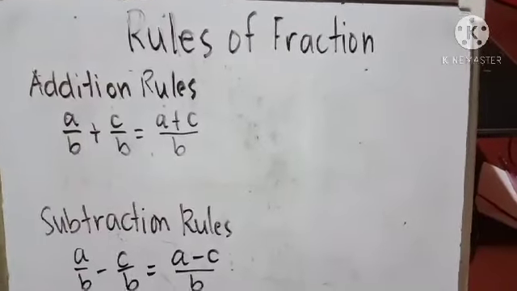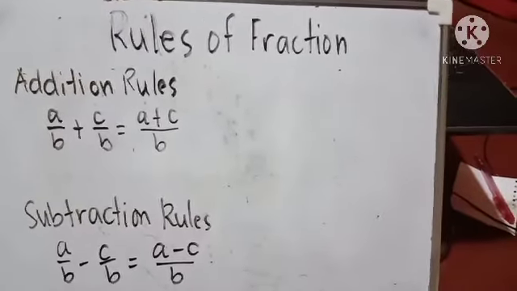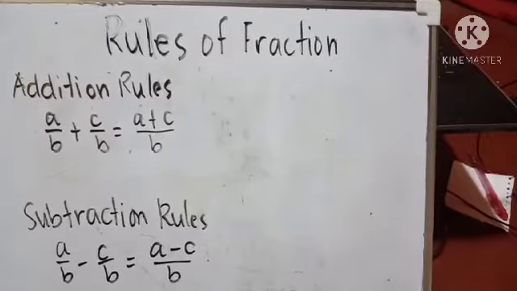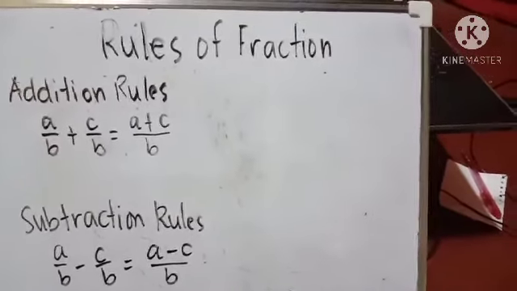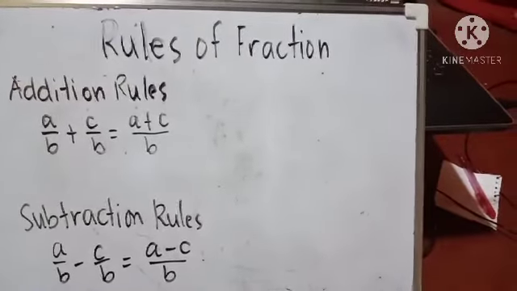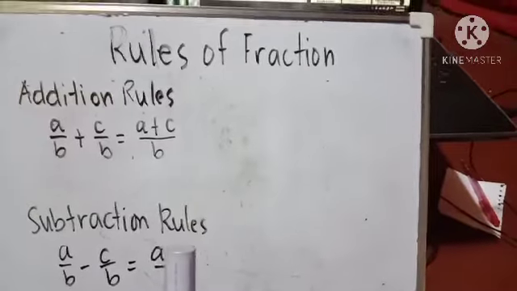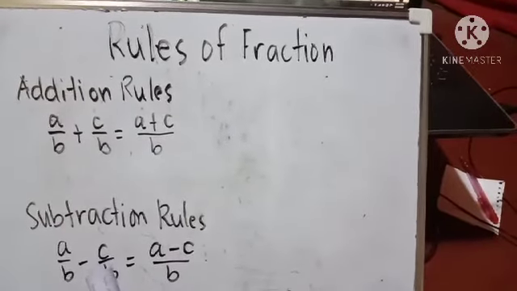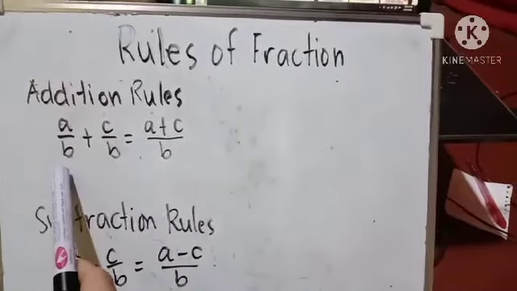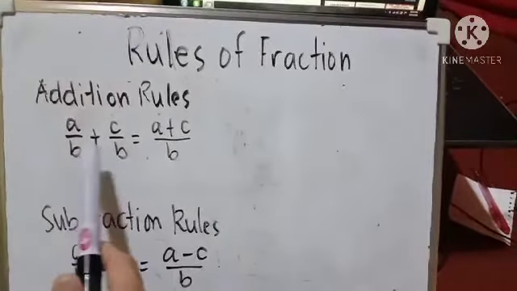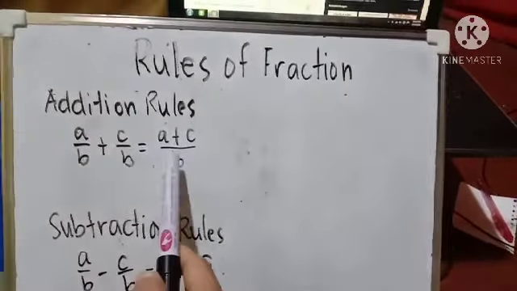Okay, now children, let's go to the rules of fractions. We need to know this so we know how to solve using the rules of fractions, using addition, subtraction, multiplication, and division. We need to know it step by step. Now in addition rules, we have A over B plus C over B. They have the same denominator, which is B, in the first fraction and second fraction. So we just copy the denominator, then for the numerator, we add.